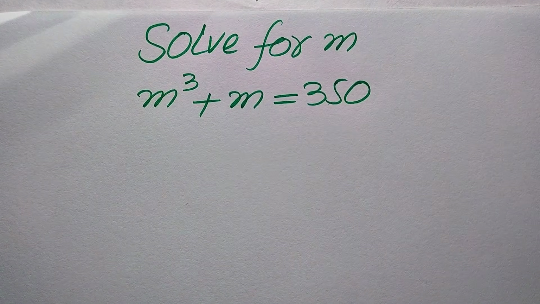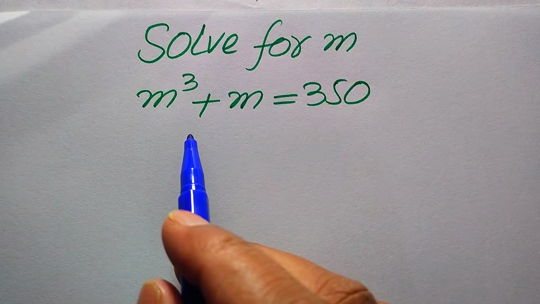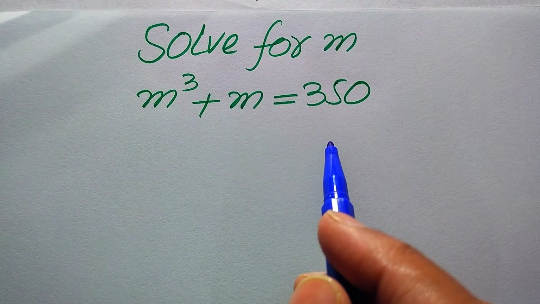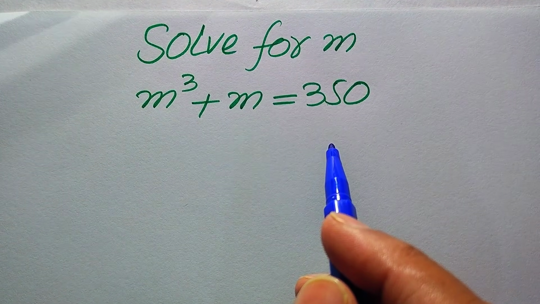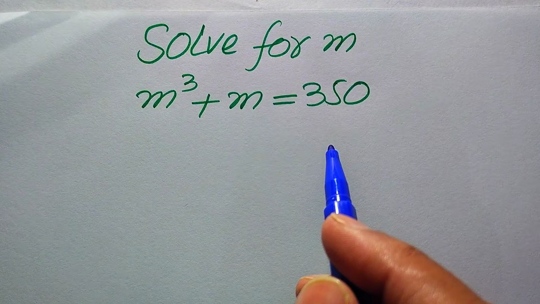Hello everyone, welcome to solve this nice math Olympiad algebra problem. Here we have m cubed plus m equals 350, and we solve this problem for all the values of m. So here we find all the roots of this equation.